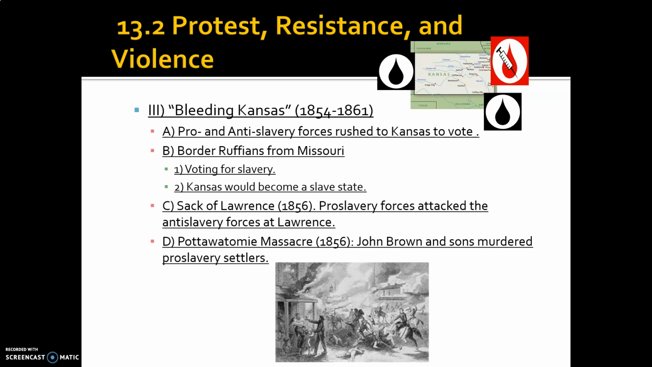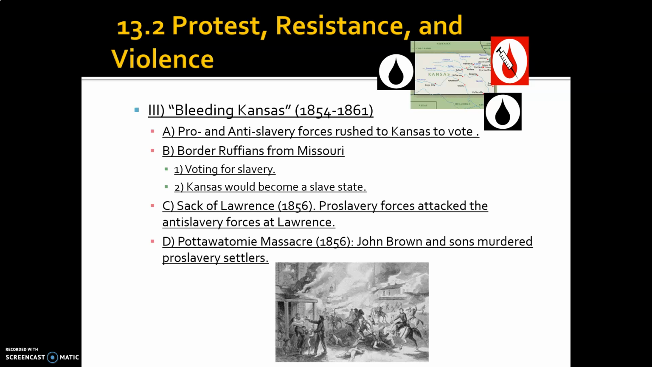And because when they win, they actually burn down the anti-slavery capital at Lawrence. We call this the Sack of Lawrence in 1856. So the pro-slavery side is like, yay, we won. Let's burn down the anti-slavery capital. Then we get the Potawatomi Massacre, where this guy named John Brown shows up.